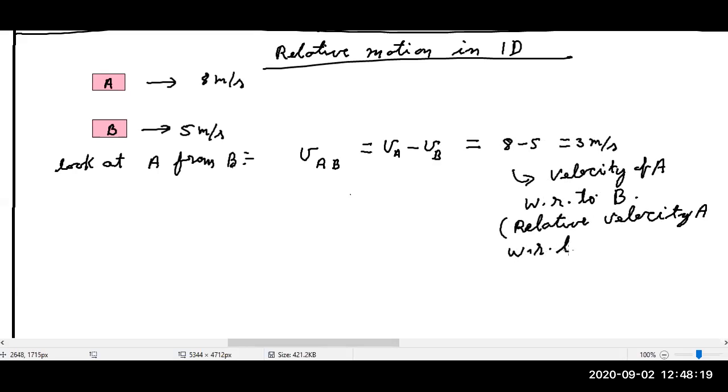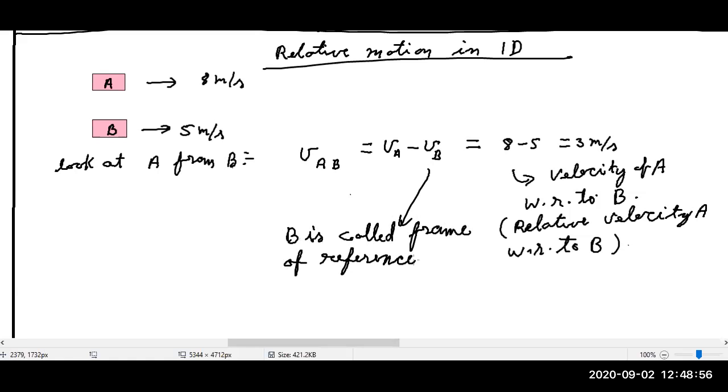Here B is the frame of reference, means with respect to B we are seeing everything. So B is the reference thing. B is called frame of reference here, because from there we are measuring. Means an observer will be in the car B and from there he is taking the measurement. So B is called frame of reference.